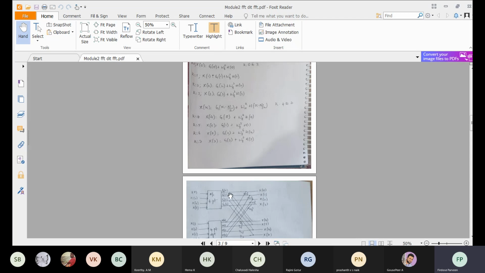X of 1 will be your g of 1 plus w to the power of 1 into h of 1. In the same way, x of 2 you will be getting g of 2 plus w to the power of 2 into h of 2. In the same way, x of 3 you will be getting g of 3 plus h of 3 into w to the power of 3. So this you have got.